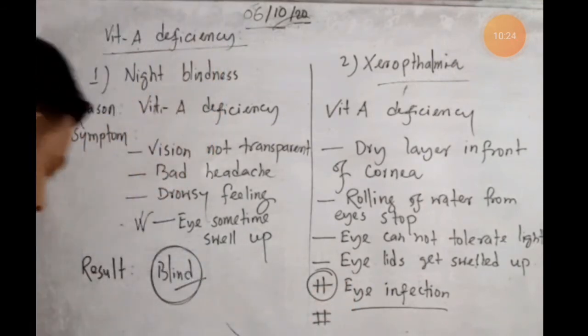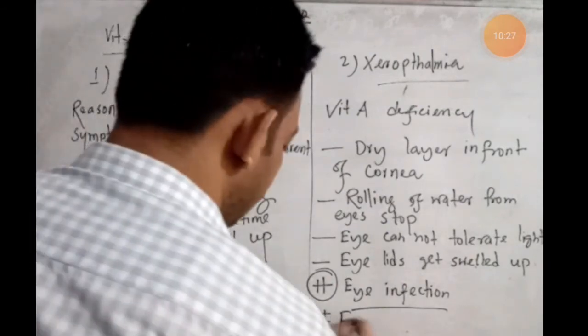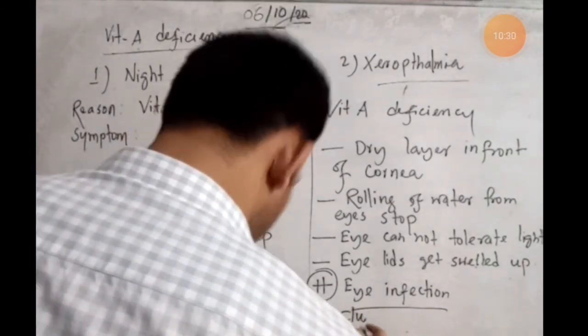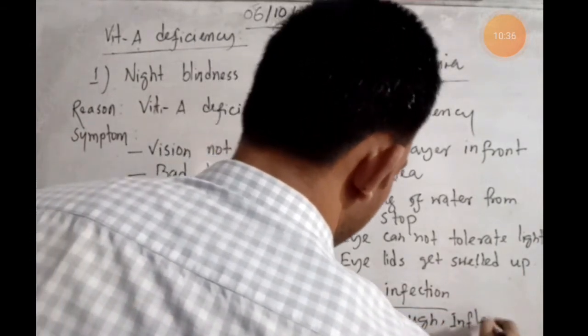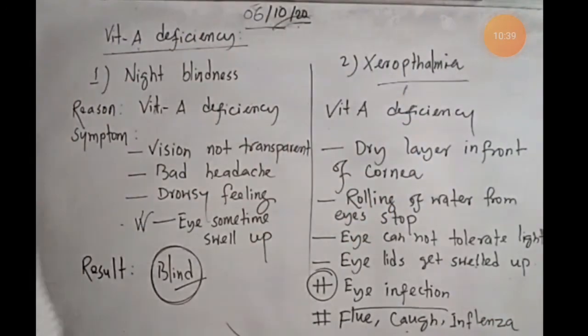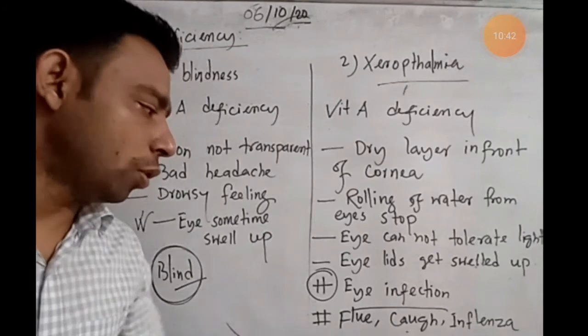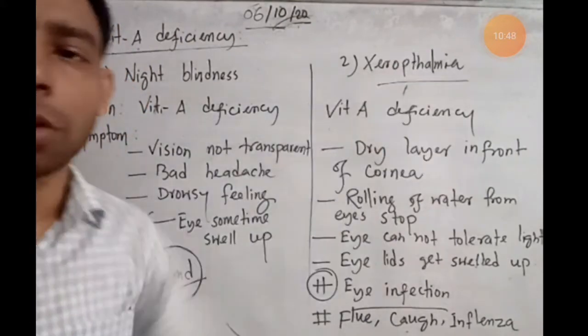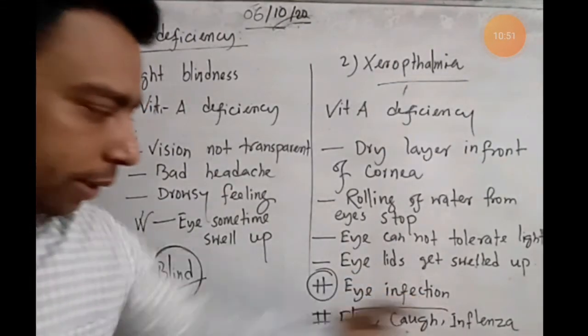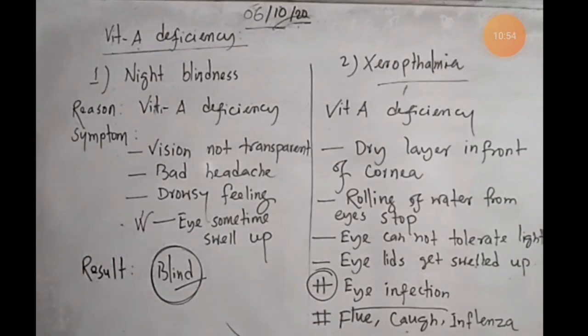Flu, cough, influenza, these are the results. That means if you are attacked by xerophthalmia, there is a chance of having flu, cough, influenza. This is also an effect of xerophthalmia. Eye infection, of course, is there. Then also this one. Mostly affected by children and old age.